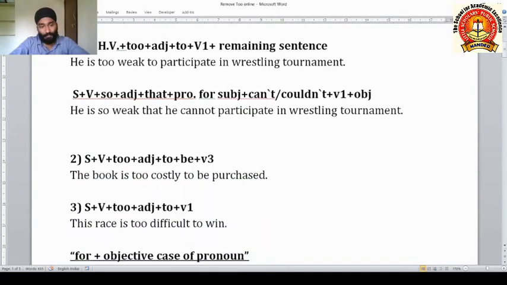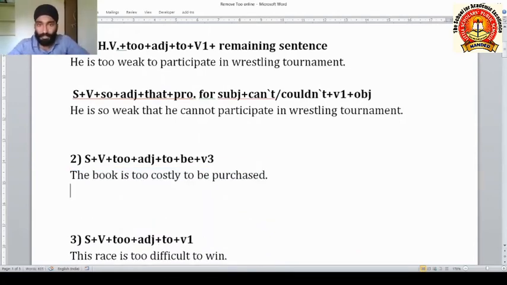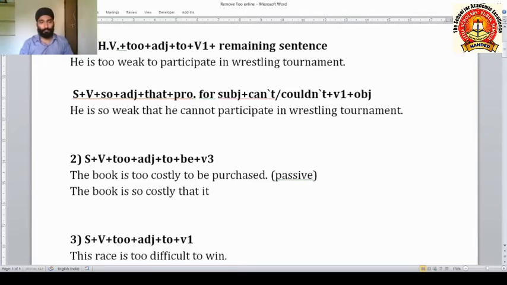Let us come to the second type of sentence. The book is too costly to be purchased. In this sentence, the subject is not given, and this sentence is a passive type sentence. If you are told to convert this sentence into "so that" or remove "too", how to do so? Let us convert it. The book is so costly that it cannot be purchased.